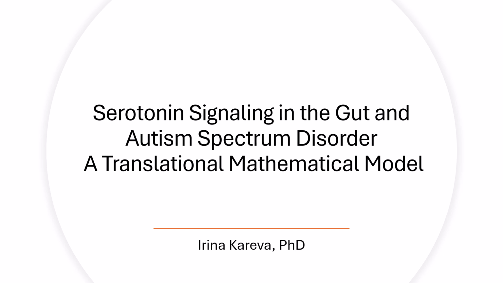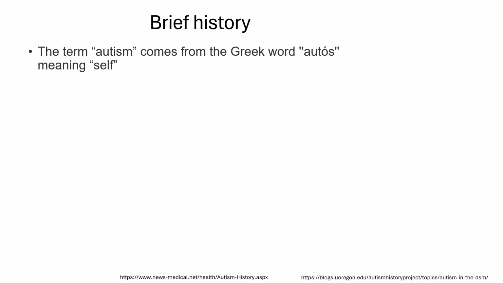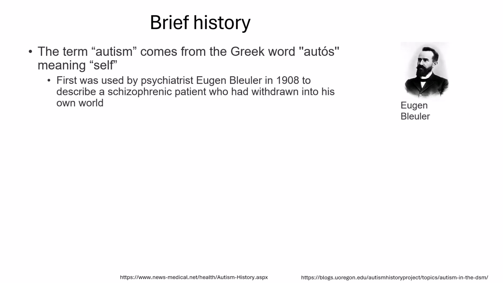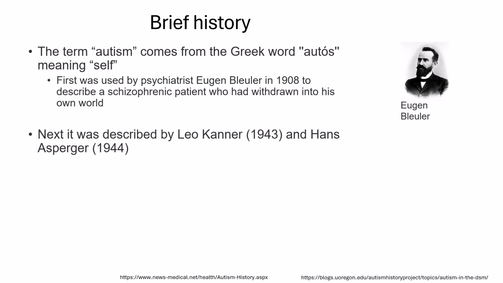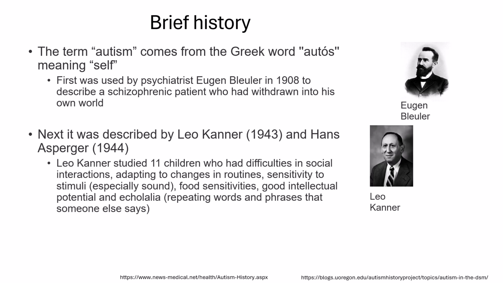I'm going to get to the experiment soon enough, but first I wanted to give a brief history of autism. Okay. So the term autism itself comes from the Greek word autos, meaning self, and it was actually first used by psychiatrist Eugen Bleuler in 1908 to describe a schizophrenic patient who had withdrawn into his own world. Next, it was described by Leo Kanner in 1943, and then also around the same time by Hans Asperger, 1944. And of course, we're all familiar with the term Asperger syndrome.